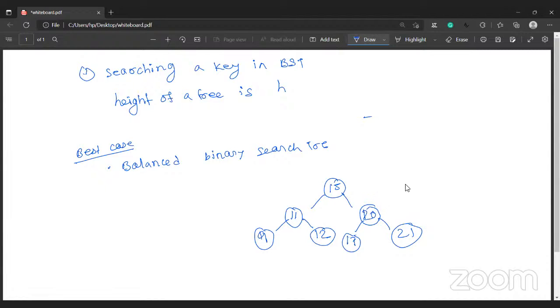So if you search any element, you will find it in order of log n time. Suppose you want to find 17. First it will compare with 15. 15 is not equal to 17, and 17 is greater, so it will go to the right side. Then compare with 20. 17 is less than 20, so go left side, and 17 equals 17. So in the best case you will find it in order of log n time.